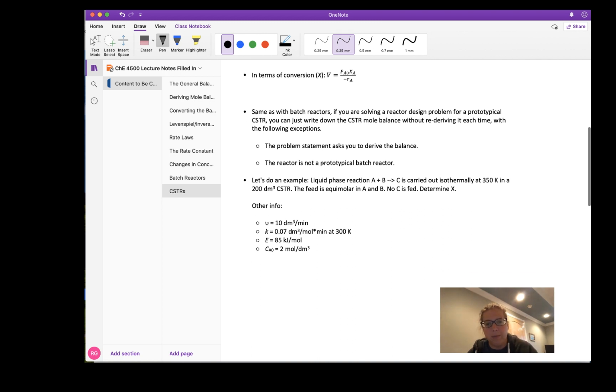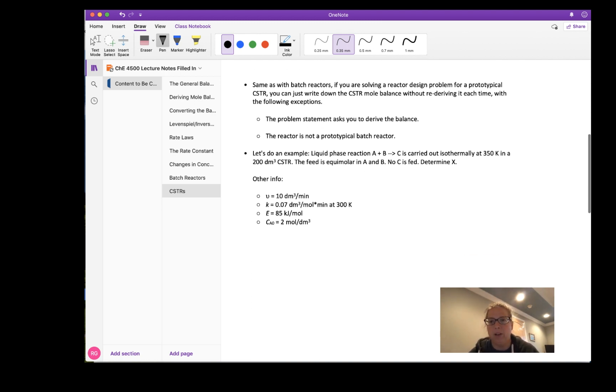Just like with the batch reactor, if you're solving problems involving CSTRs and you're using a prototypical CSTR, following all of the assumptions that we wrote down for the CSTR, you can just write down the appropriate form of the mole balance, either in terms of flow rate or in terms of conversion. You don't have to derive it each time. The CSTR mole balance is pretty easy to derive, so if it's easier for you to just derive it each time, that's fine. In fact, that's what I usually do.